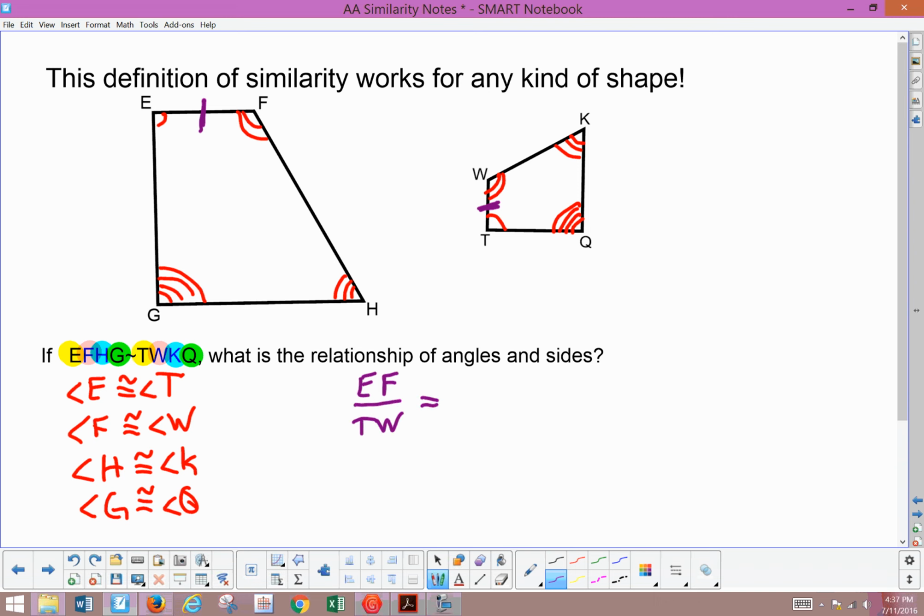with the other sides. If I look on the left, FH connects the 2 mark to the 3 mark. That matches WK. So FH matches WK. If I look on the left, GH joins my 3 to my 4. That's going to be KQ on the right. So GH matches KQ.